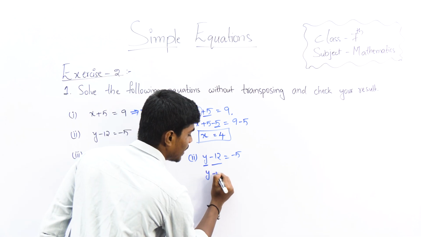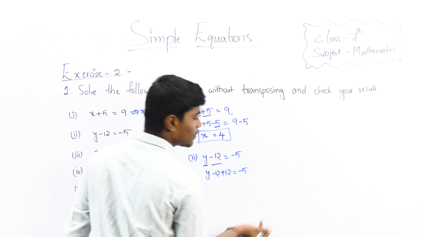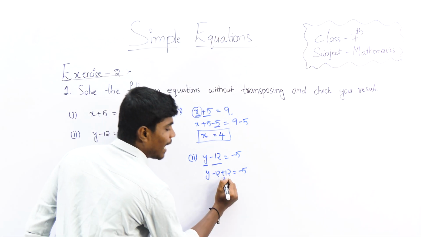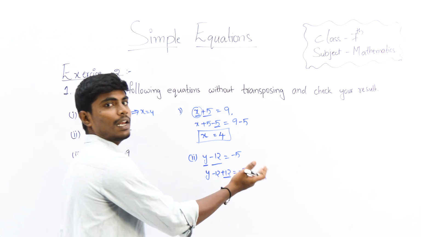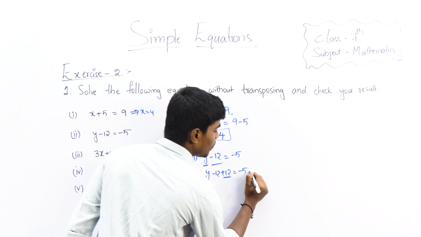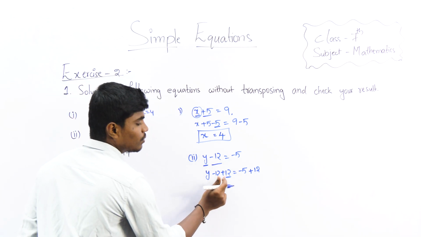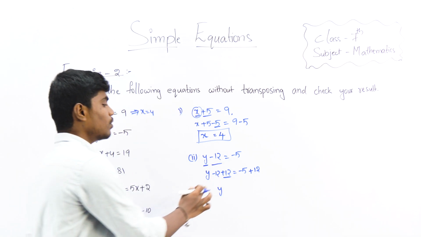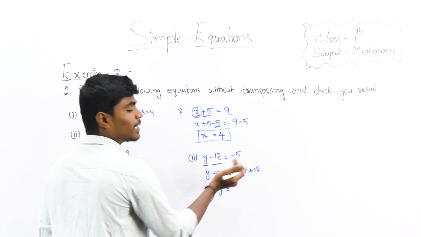So y minus 12 plus 12 is equal to minus 5. Here we have added 12 on the left hand side, so we have to add 12 on the right side also. So plus 12. Now y minus 12 plus 12 is cancelled, since minus 12 plus 12 is 0. So y is equal to minus 5 plus 12.